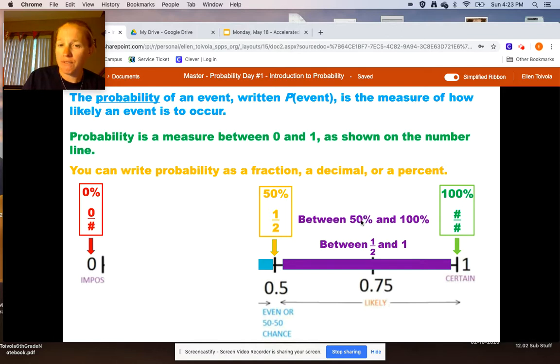So again, not 50%, because exactly 50% is even, a 50-50 chance or as likely as not. Exactly 100% is certain, but 99% is likely. 99.9999999% is likely. You might say very, very likely, but it's still likely, not certain. 50.0000002% is likely because that is more than 50.